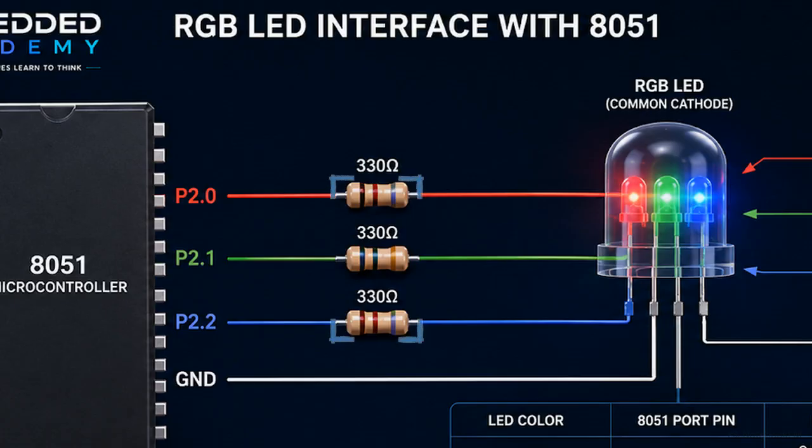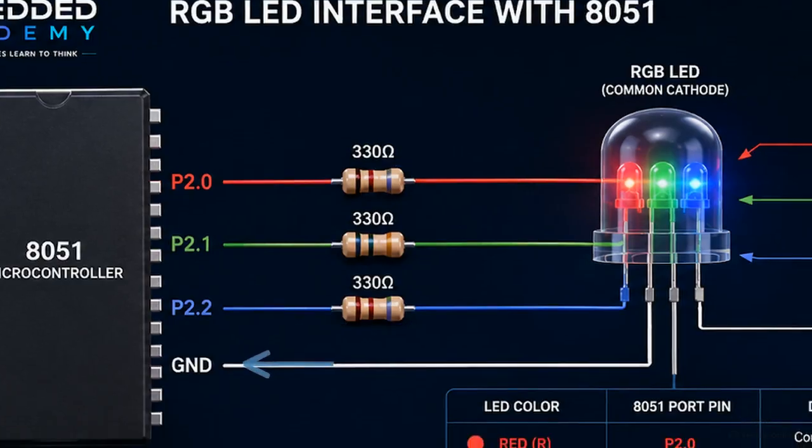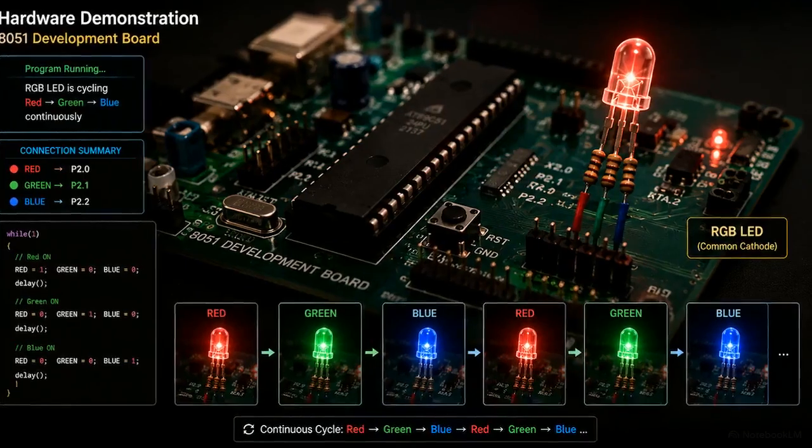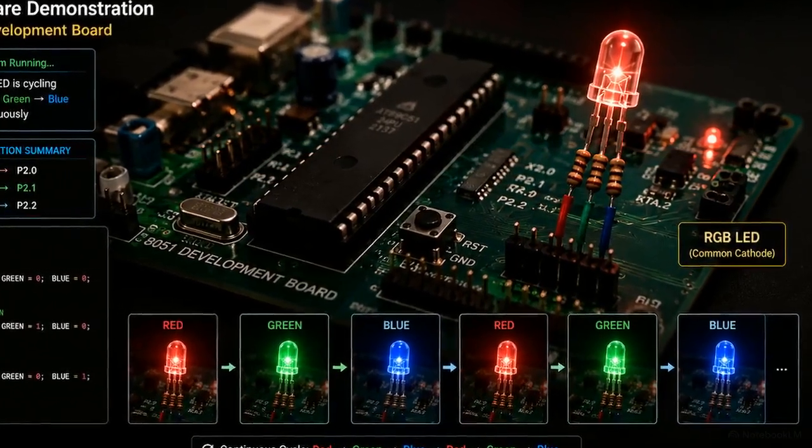Before connecting, place a 330-ohm resistor on each pathway to limit current. Finally, because it's a common cathode LED, connect the longest leg to the board's GND terminal. With the connections secured, our physical setup is complete. The C code we write next will act as digital switches, sending power down these specific pathways.